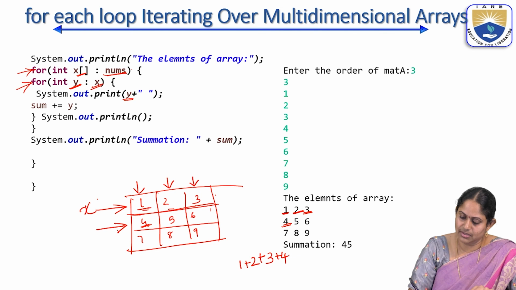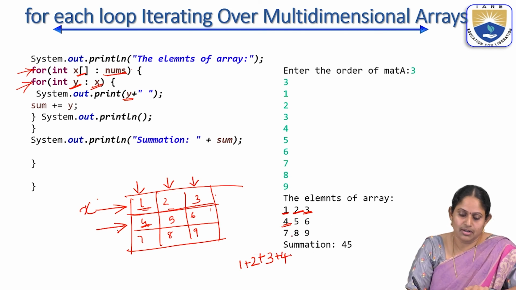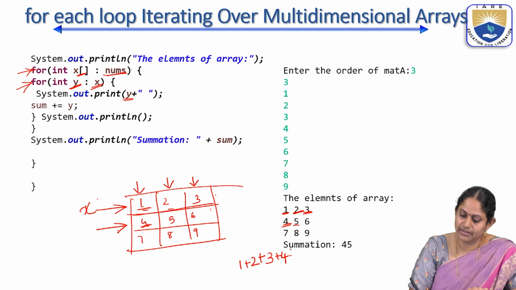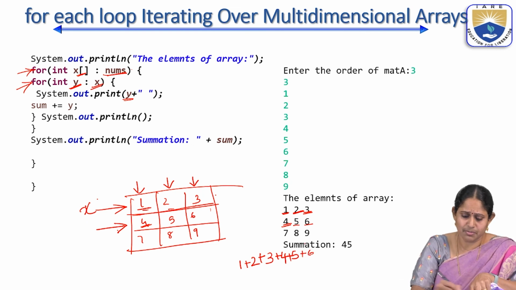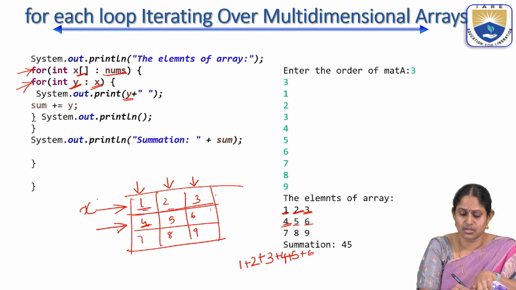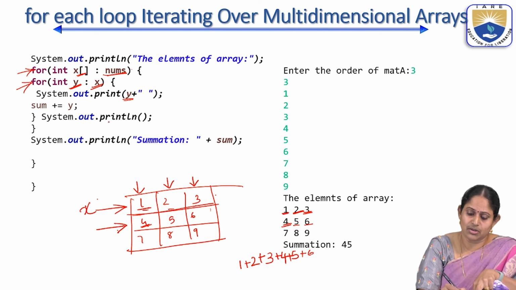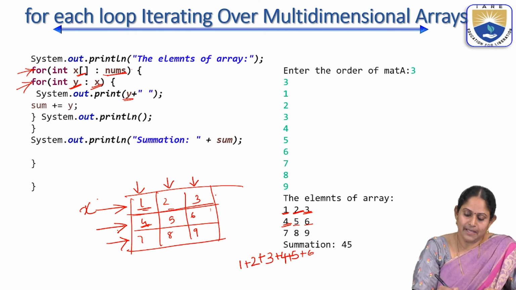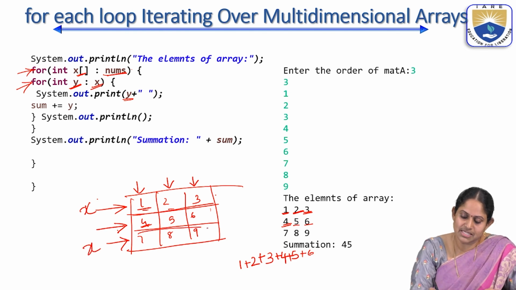Then again, it will go to the next element, 5. It will display 5 and add 5. Then again it will increment to the next element 6, display 6 and add it to sum. At this point, it encounters the closure of this loop, so it comes outside and prints a new line, and then again the outer loop, x will be pointed over here, and x will start reading these elements.